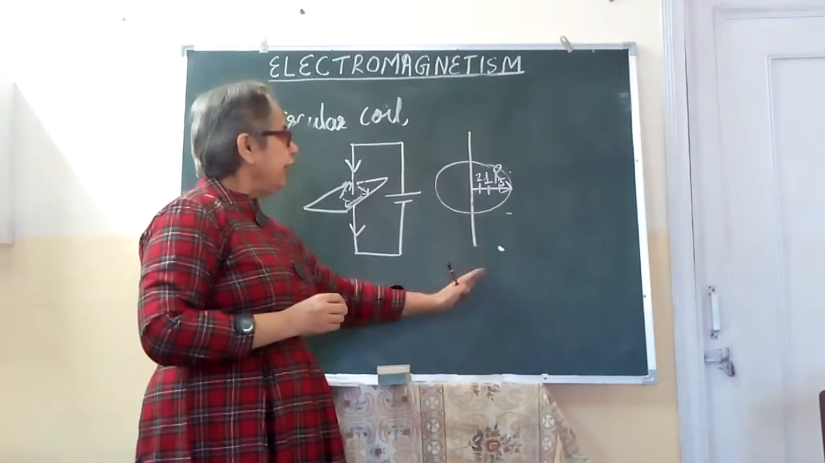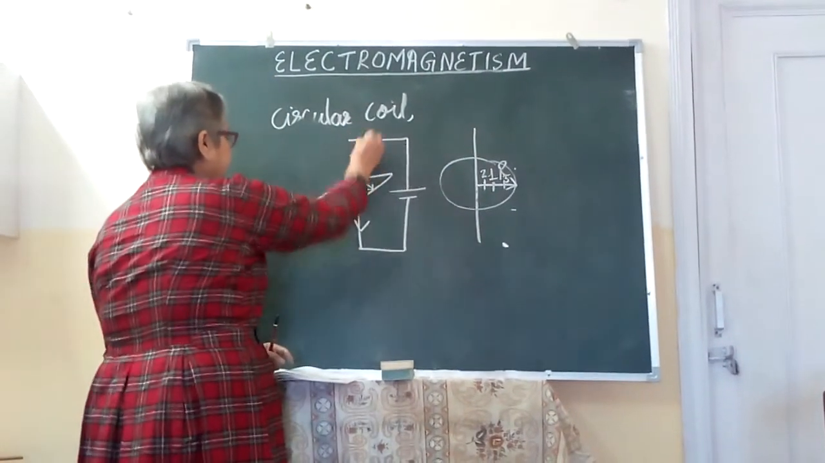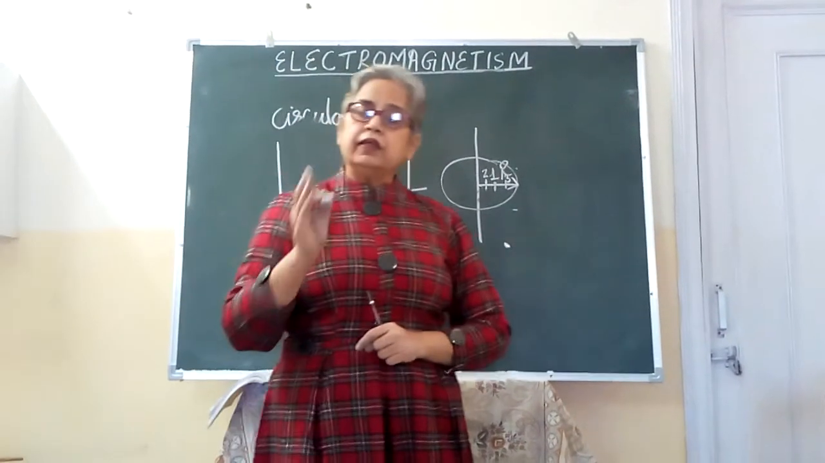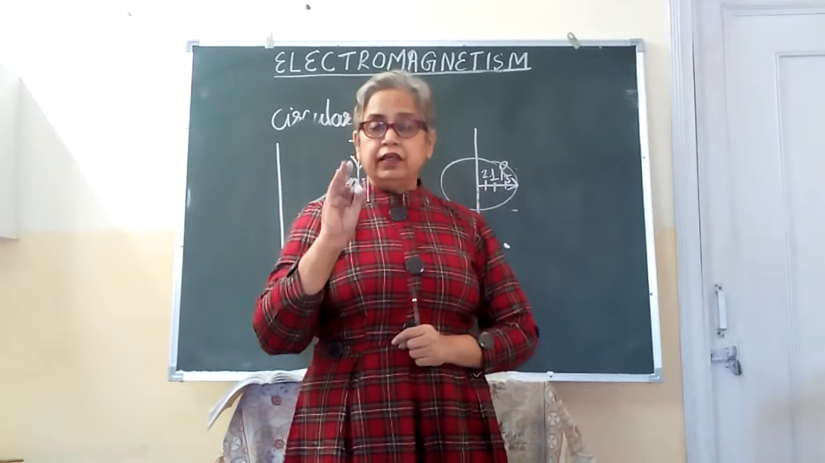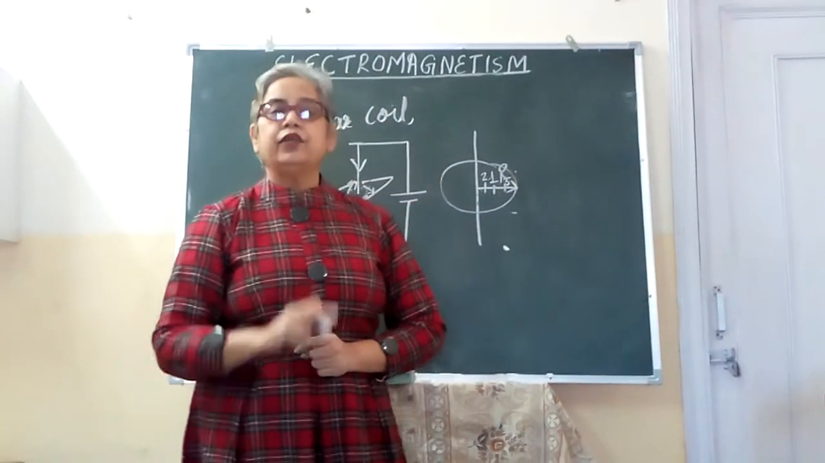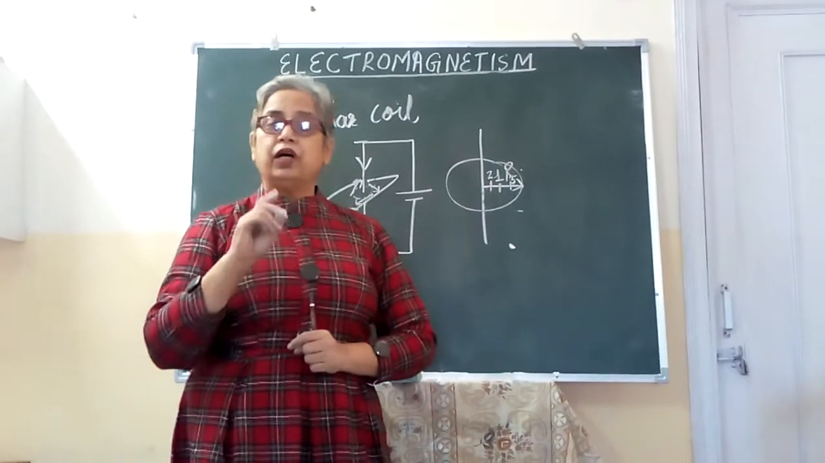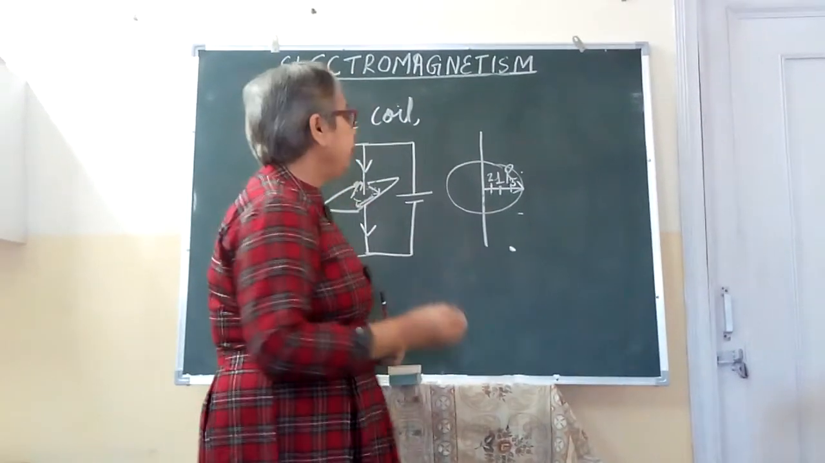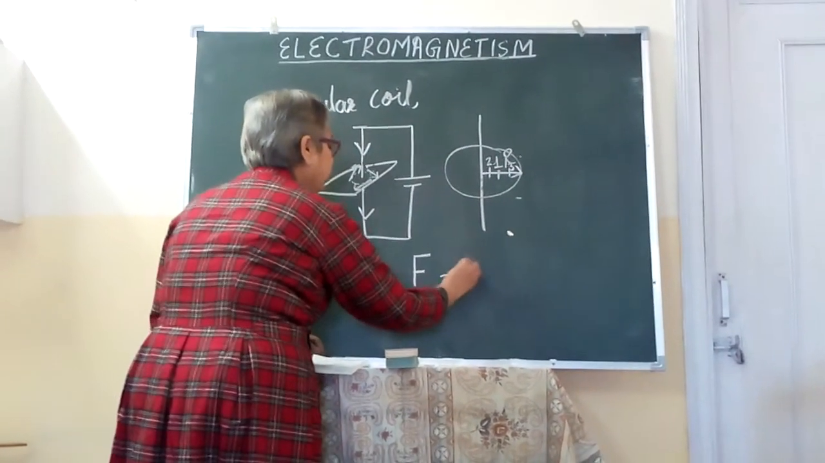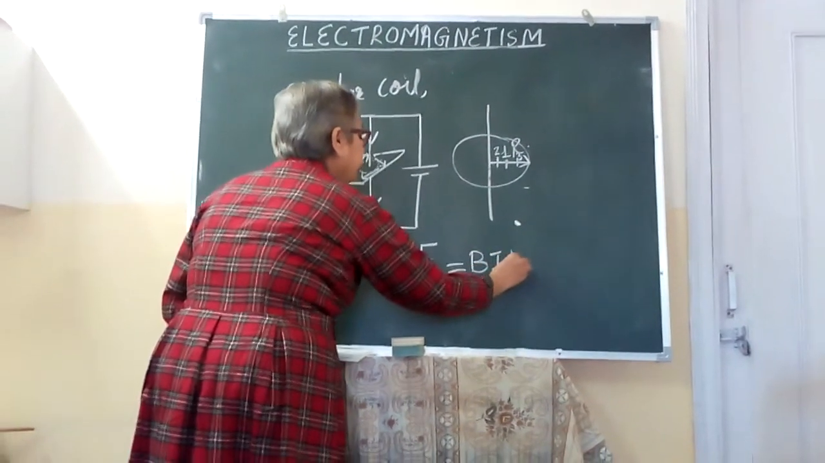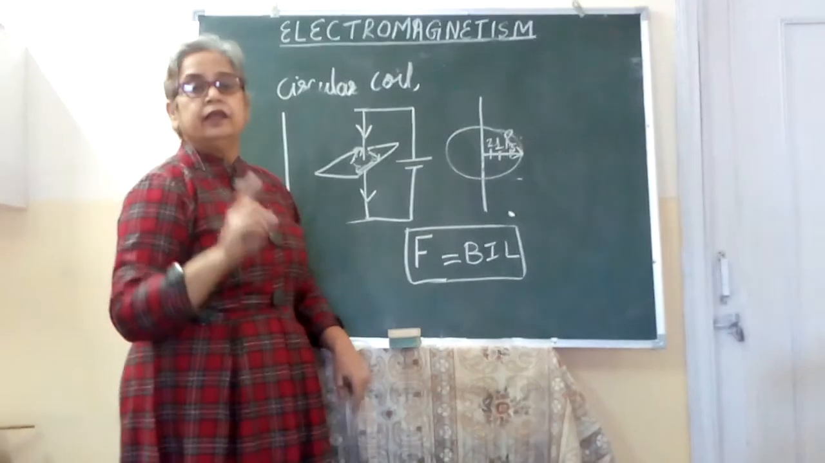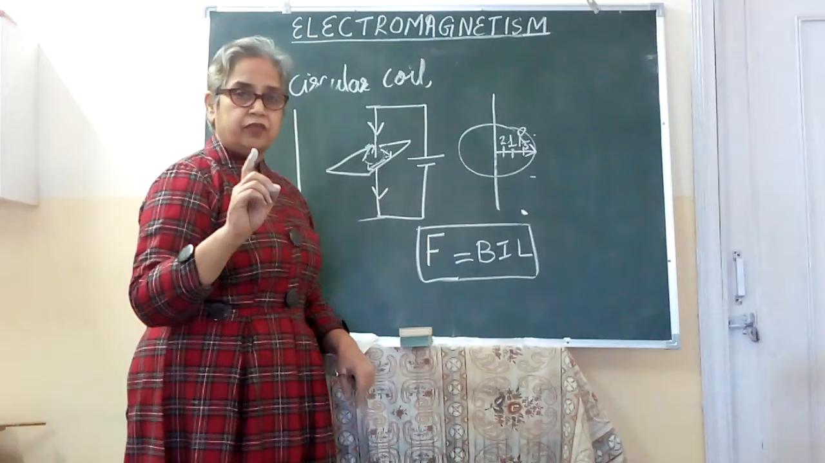And then the length of the conductor. If this wire is of this length and another wire is of this length, then the magnetic field intensity is directly proportional to the length. It is also directly proportional to the amount of current. So, what will be the force? You can say force is equal to this, where we neglect the proportionality constant, right?